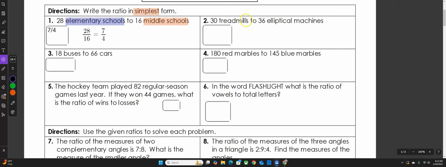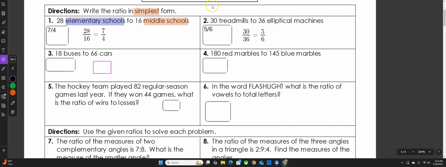All right, so now let's take a look at number 2. It says 30 treadmills to 36 ellipticals. So again, we're going to go 30 treadmills over 36 ellipticals. And again, that is not a simplified ratio, as both of these numbers are divisible by 6. 30 divided by 6 is 5, and 36 divided by 6 is 6. And that leaves us with a final answer of 5 over 6.